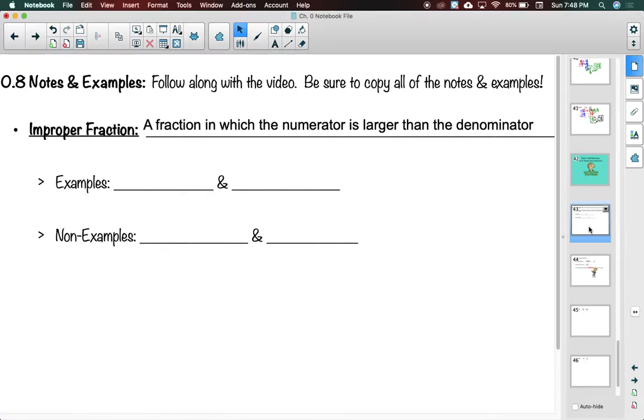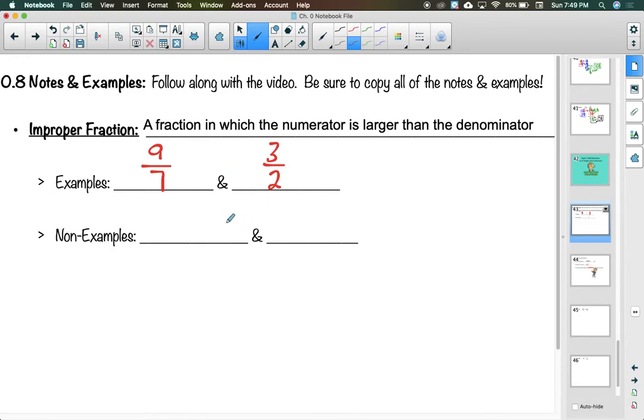So let's get started. Our notes: an improper fraction is a fraction in which the numerator is larger than the denominator. So you should be very familiar with an improper fraction. That's a term we've talked about probably since 4th or 5th grade. Examples of improper fractions: how about 9/7 and 3/2? You can write your own examples if you'd like. Just make sure the numerator is larger than the denominator.